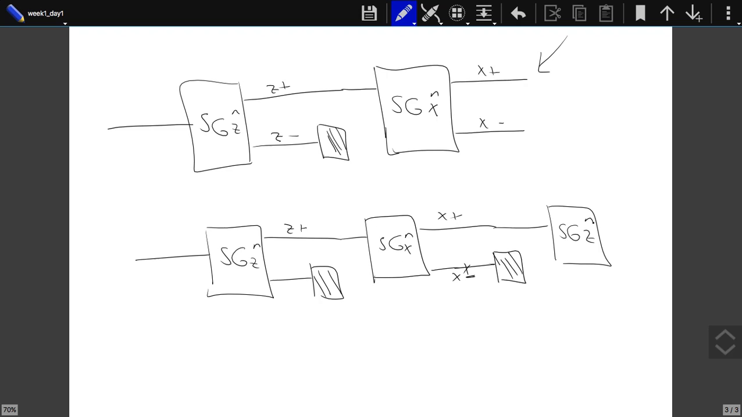If I send them through another Stern-Gerlach experiment that splits in the Z direction, that should give only Z plus. But that's not what the experiment tells me. What it tells me is I get Z plus and also Z minus. I can also count them. So if I have the Z plus silver atoms and send them through an X Stern-Gerlach experiment in the X direction, 50% go above, 50% go below. It's 50%, 50%.